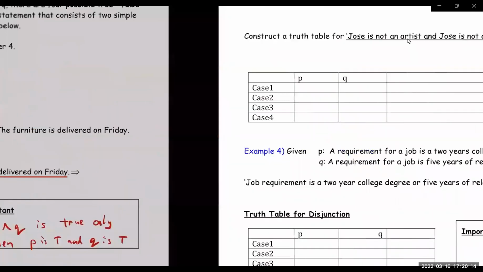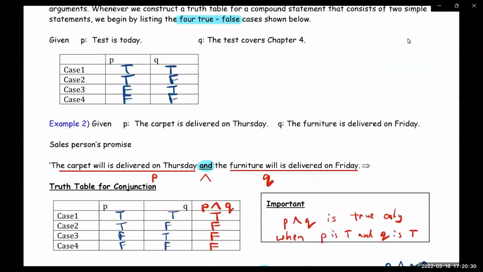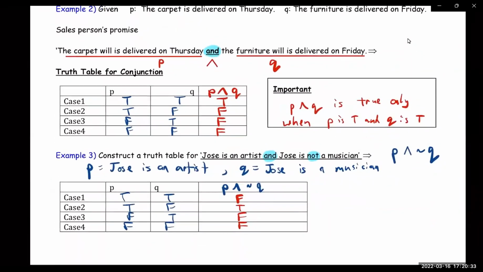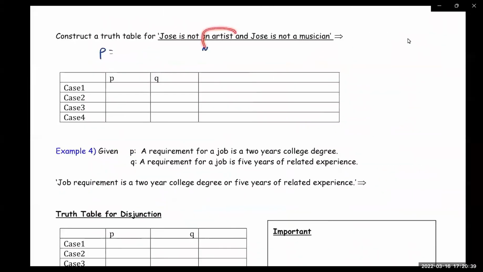All right, let's look at this one. Construct a truth table for Jose is not an artist and Jose is not a musician. So what would the symbols be for this one? Artist goes first, then musician. So it'd be not P and not Q, right? So not P, not Q.